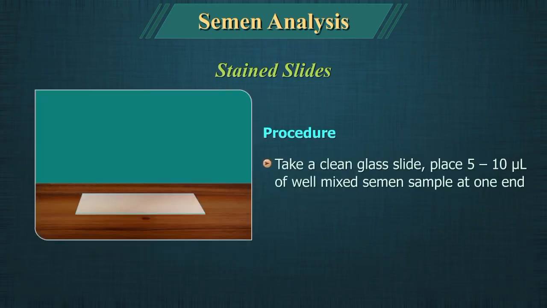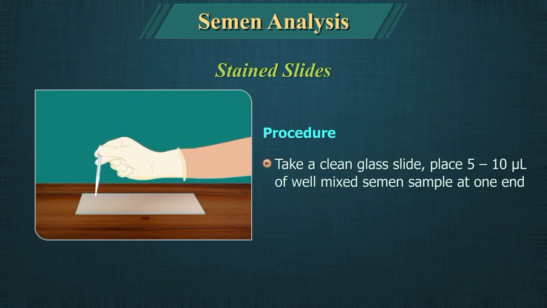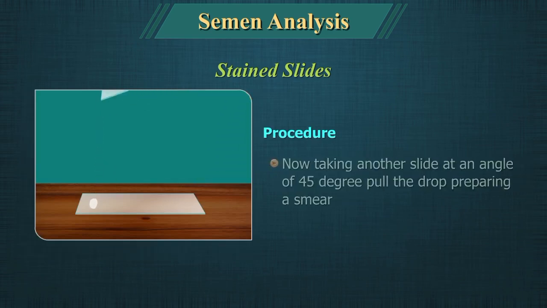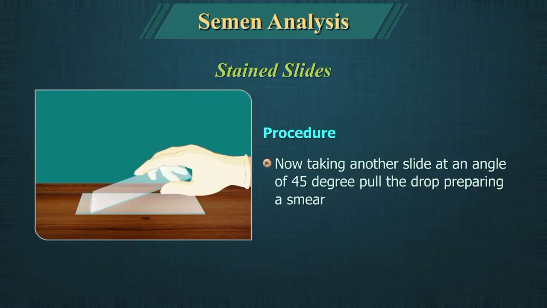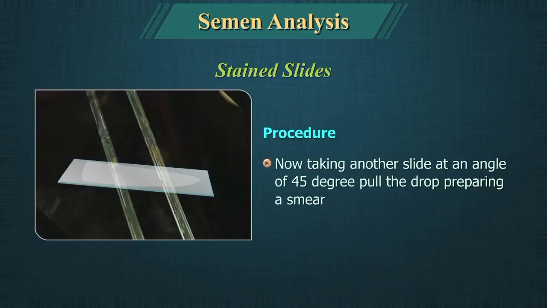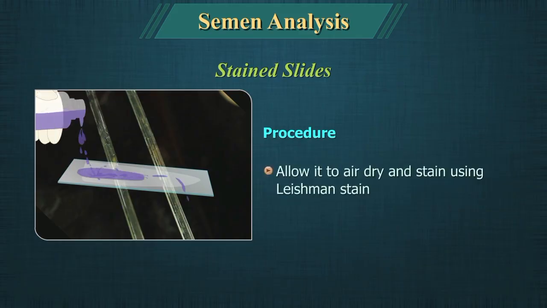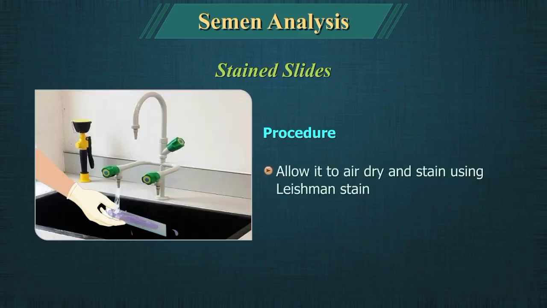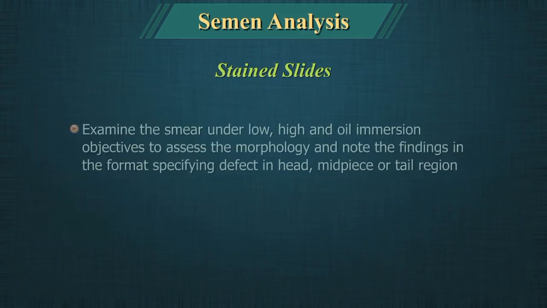Take a clean glass slide, place 5 to 10 microliters of well mixed semen sample. Now, taking another slide at an angle of 45 degrees, pull the drop of semen, preparing a smear. Allow it to air dry and stain using Leishman stain.